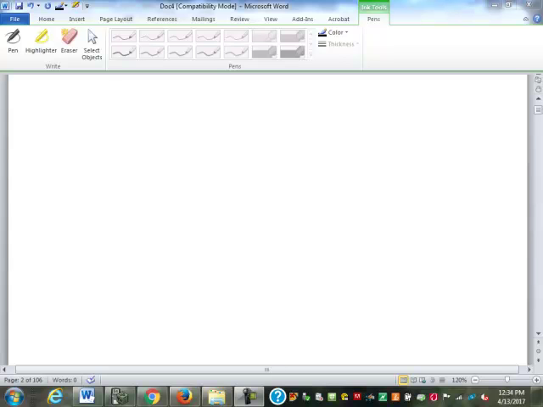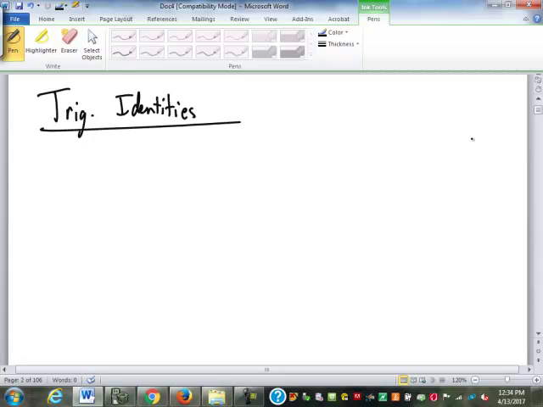So today I want to take a closer look at trig identities and how they are used. One that we have talked a lot about is this one.